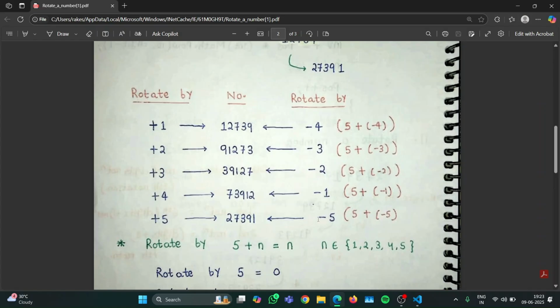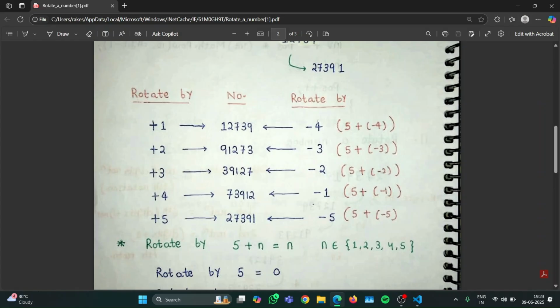And how can we get that? We can get that by adding the number of digits to the negative rotation. As we know, minus fourth rotation is the same as plus 1 rotation. So instead of doing minus 4 rotation, we can just do plus 1 rotation. And how can we get the fact that minus 4 rotation is the same as plus 1 rotation? We just have to add the number of digits to the negative rotation. So 5 plus minus 4 is nothing but 1. So we get 1 rotation. So minus 4 rotation is the same as 1 rotation.